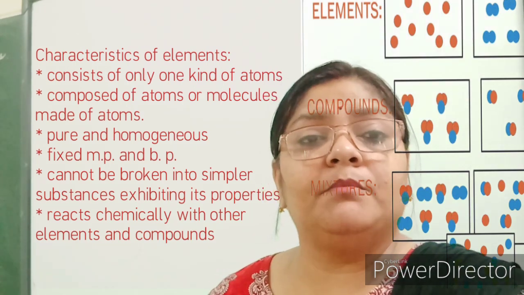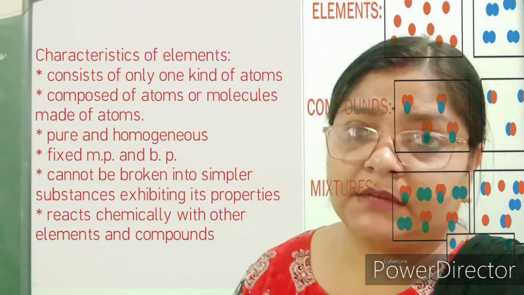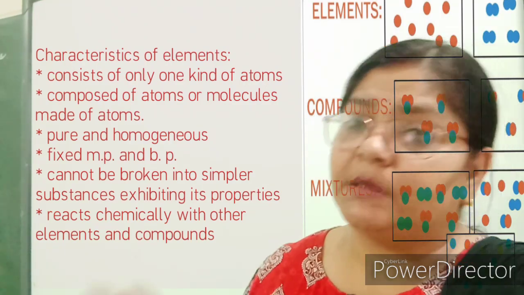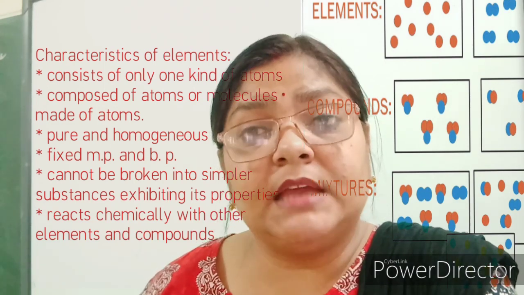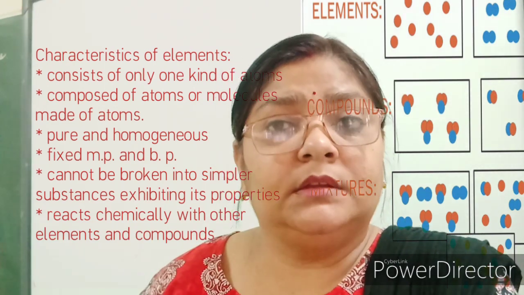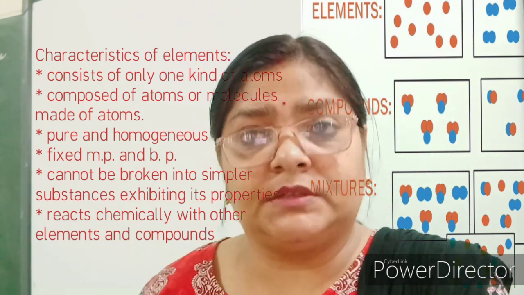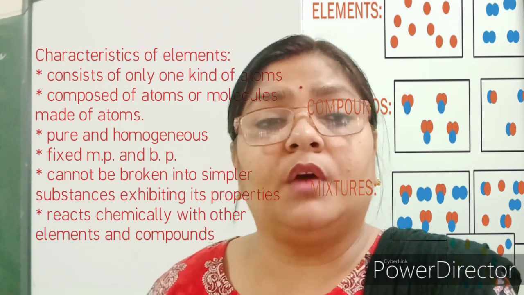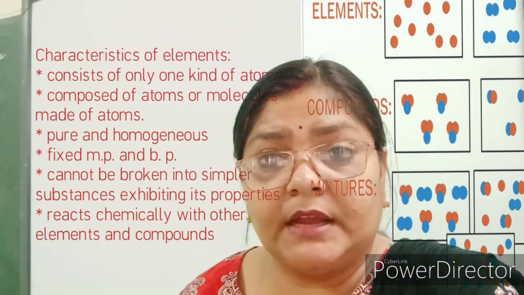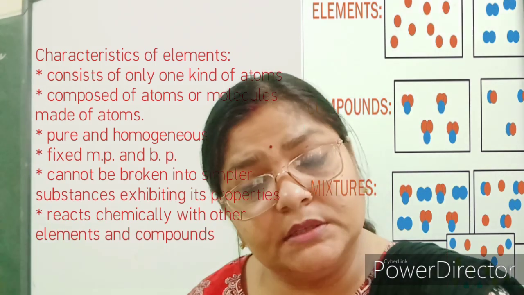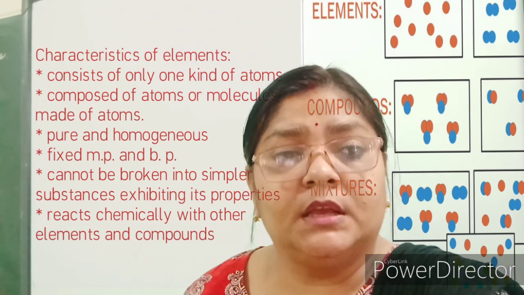Fine. An element is composed either of individual atoms or of molecules made up of atoms. So either they are made up of atoms or the atoms combine to form molecules which make up the elements. Elements have fixed melting and boiling points. The temperature at which it boils or the temperature at which it melts is fixed. Fine. Elements cannot be broken down into simpler substances exhibiting its properties. As I told you, it is already the simplest substance found, and it cannot be broken down into a simpler substance.